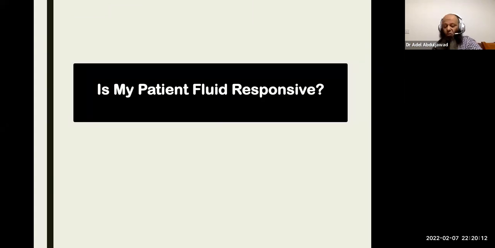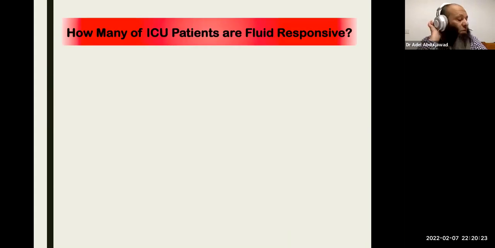Now, moving to the important question tonight: is your patient, or is my patient, fluid responsive or not? Before going to a simplified algorithm to answer this, let's ask ourselves, how many critically ill patients in general are fluid responsive?